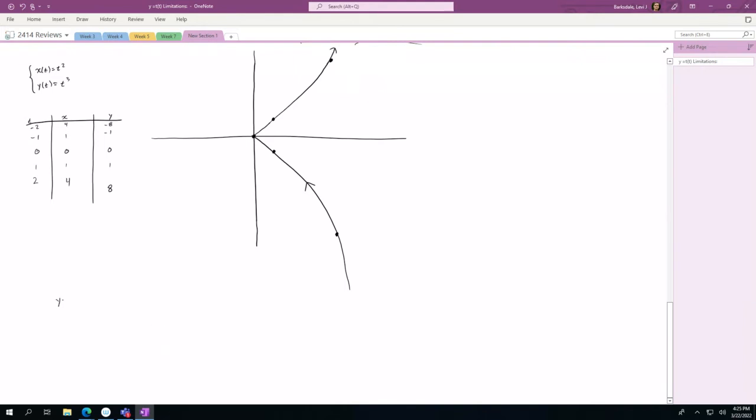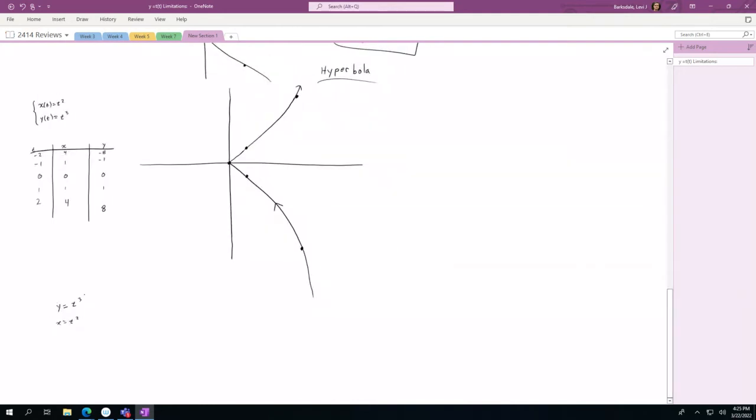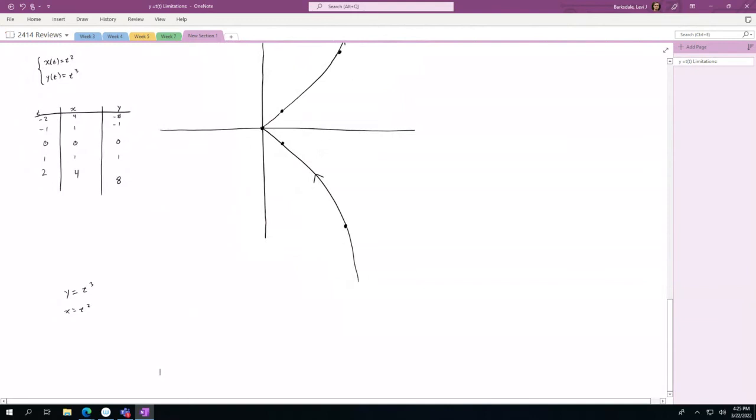All right. Now we need to eliminate the parameter and find a Cartesian form. So y is equal to t cubed, and x is equal to t squared. Now, I don't want to take the square root of t squared, because then I'd need to do plus or minus. But I know that t cubed is a one-to-one function everywhere. It's what we call bijective.